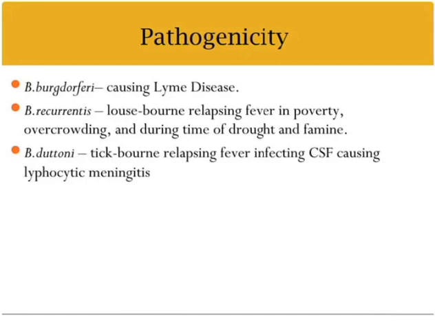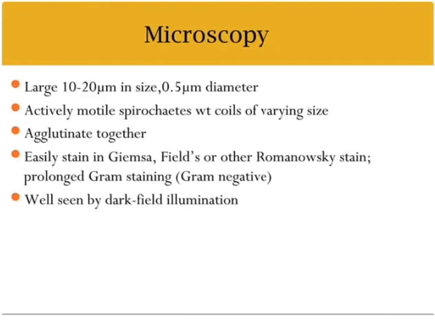Pathogenicity: Borrelia burgdorferi causes Lyme disease. Borrelia recurrentis causes louse-borne relapsing fever, in conditions of poverty, overcrowding and during times of drought and famine. Borrelia duttonii causes tick-borne relapsing fever, infecting the CSF and causing lymphocytic meningitis.